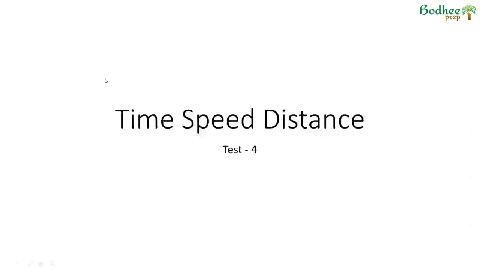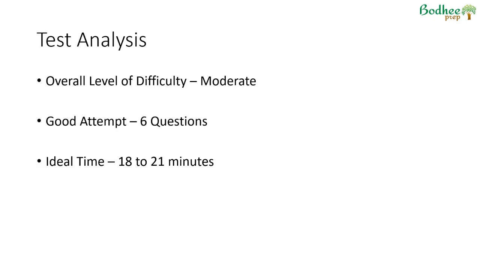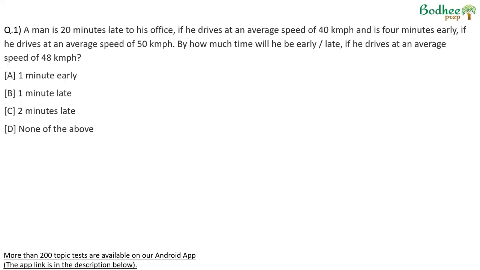This video is about the time, speed, distance topic, test number 4. Overall, the test was a moderate test. Attempt time was about 18 to 21 minutes. The questions that were to be done were not very calculation heavy. And I think six questions net correct would be a good attempt in this test.